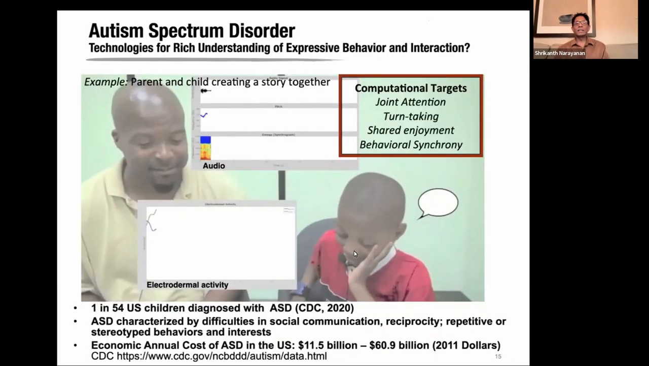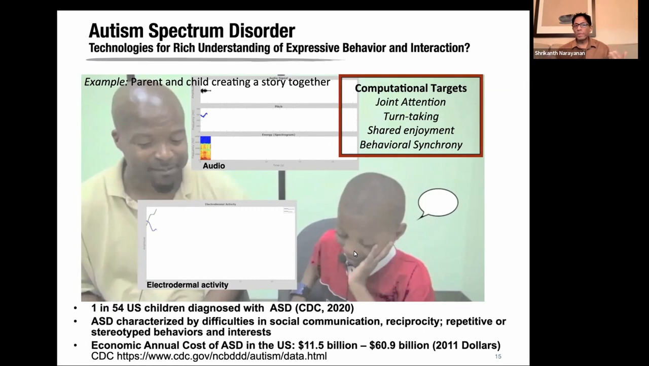We saw this example of a child-parent interaction, right? In fact, I mentioned autism as a domain. Autism is a highly prevalent condition. In fact, the numbers here should be 1 in 44 children in the U.S. diagnosed with ASD. It's characterized by difficulties in social communication, reciprocal behavior, stereotypic behavior, and so on.